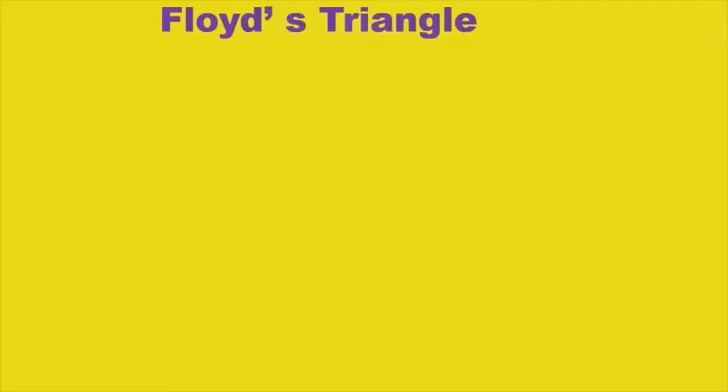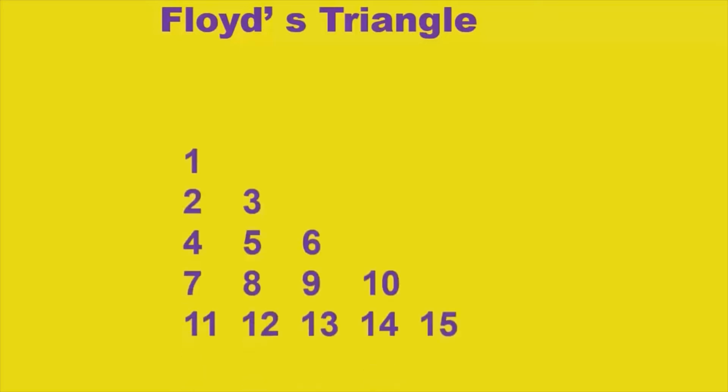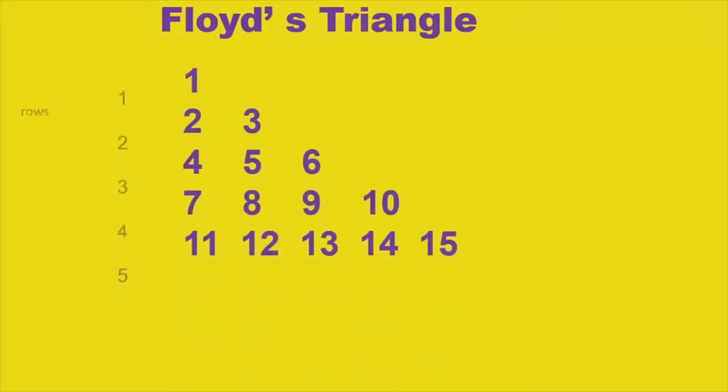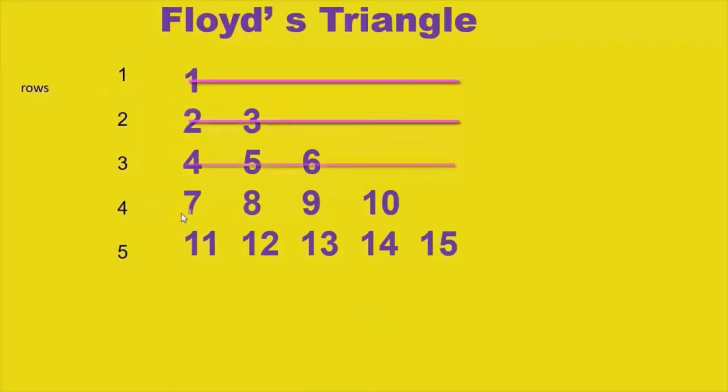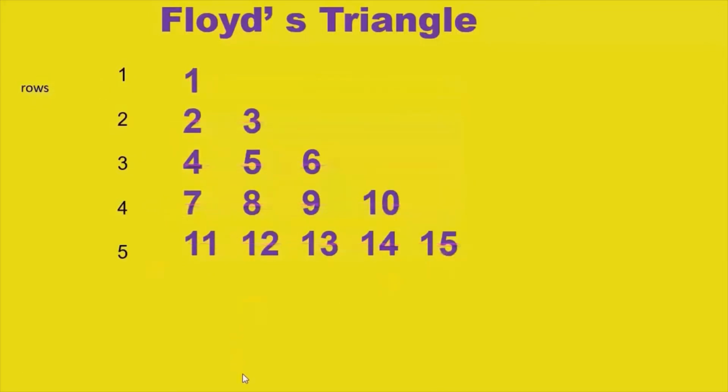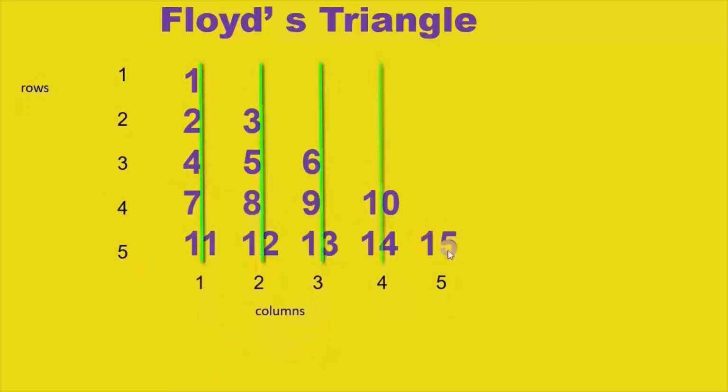Today in C Sharp we will see Floyd's triangle. These are rows 1, 2, 3, 4, 5, and these are columns 1, 2, 3, 4, 5.